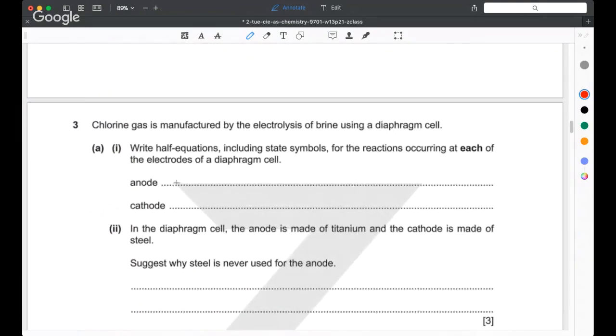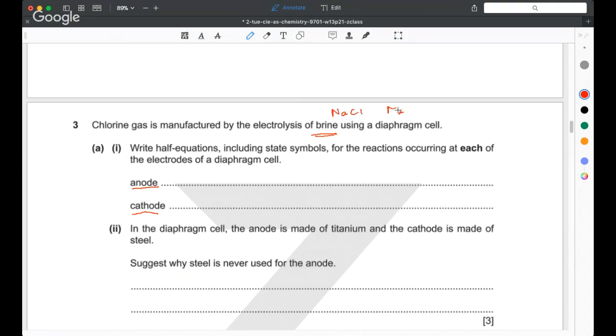Okay, we're now into a completely different question. We've moved on from looking at shapes and molecular geometry to questions about the chemistry of group 17, the halogens. And the way to remember this one is that anions are attracted to the anode. Okay, now this is the electrolysis of brine. Brine means a concentrated solution of sodium chloride.